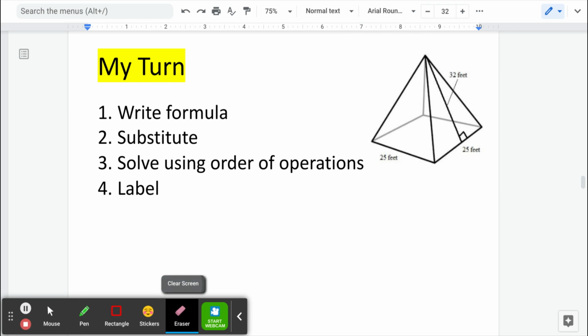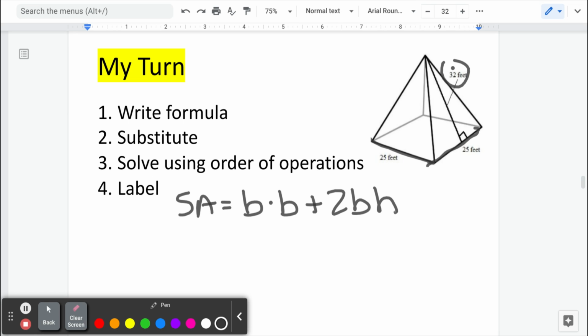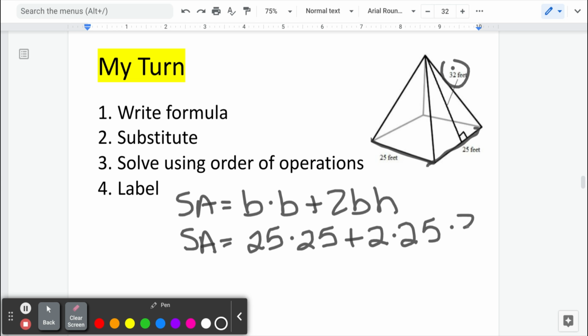So our first example here is this shape over here. We have a 25 by 25 base. And then our height of our triangle here is 32. So we're going to start with writing that formula. Our formula is surface area equals base times base plus 2 base height. We substitute. So our bases are 25, so 25 times 25 plus 2 times 25, and our height we said was 32.